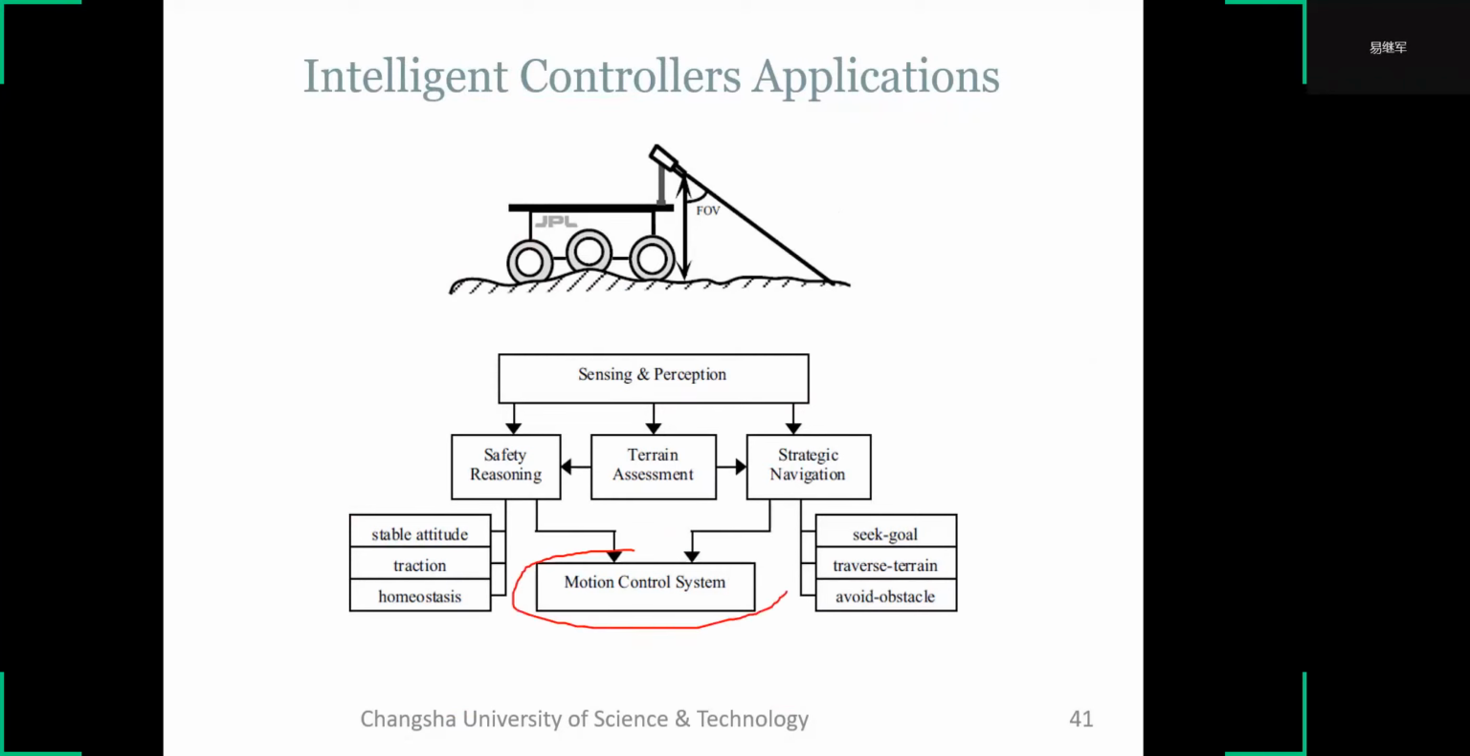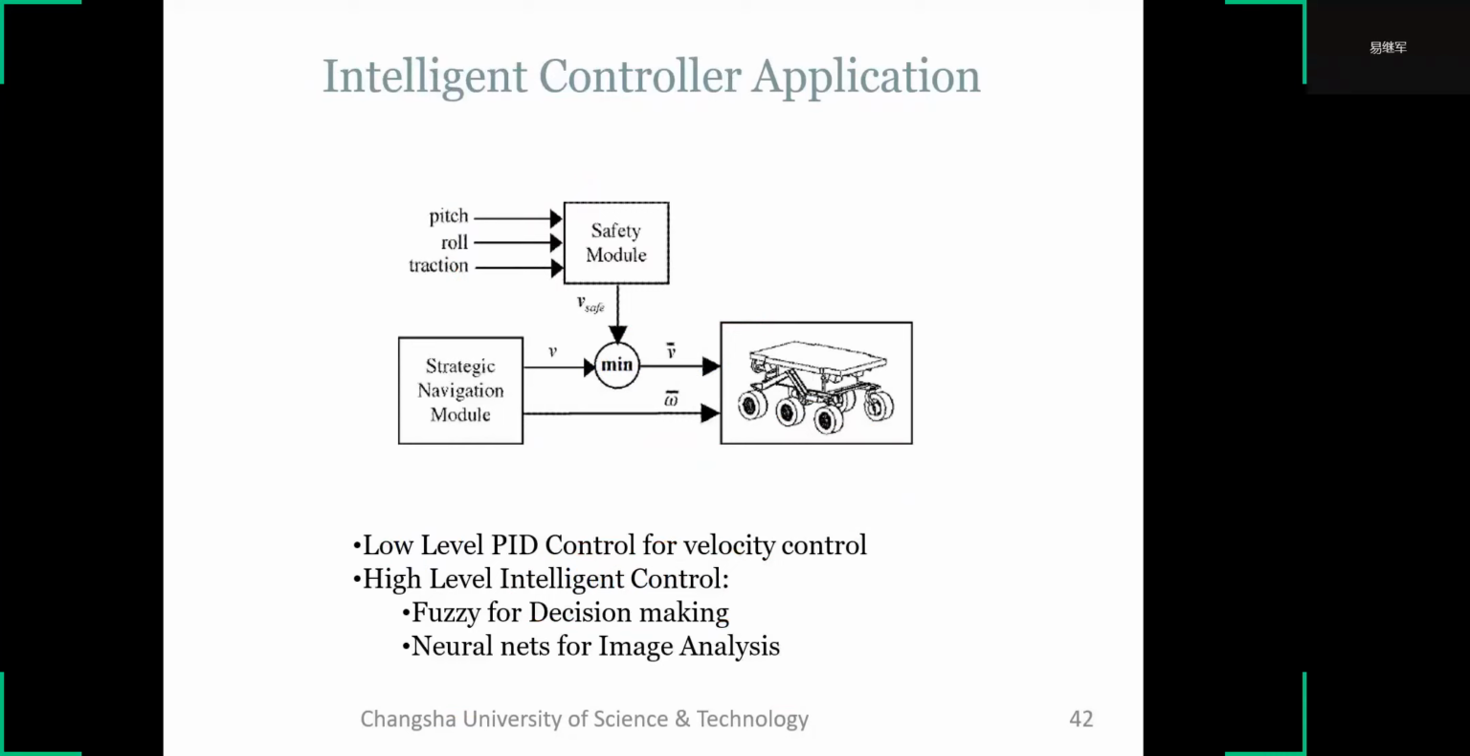The motion control systems are motion control systems. These systems use some control strategy to process the information and give the control signal for the vehicle, just like the vehicle landing on the moon. This is the intelligent controller.